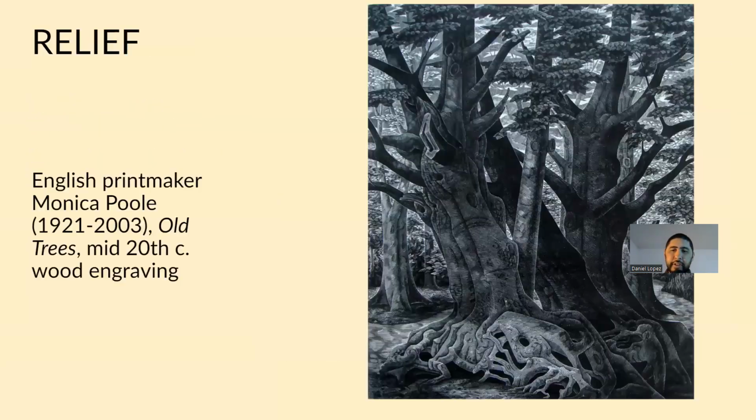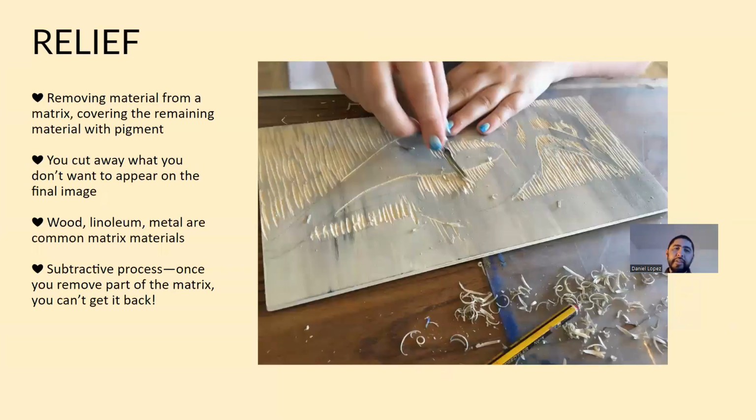So now we know what they look like. Basically, what you do is you cut away what you don't want to appear in the final image. So whatever is being cut away, we don't want that, right? So we'll be inking whatever is the surface to begin with. What isn't cut, the little gaps right here, they're not going to be covered in ink.